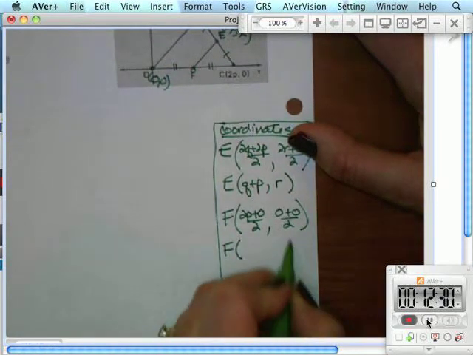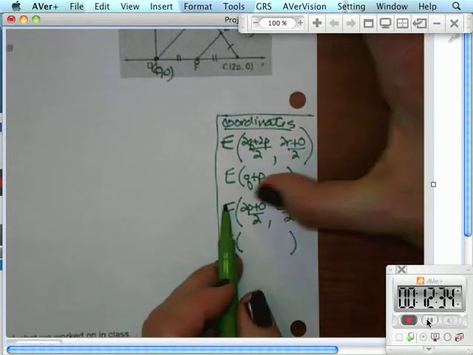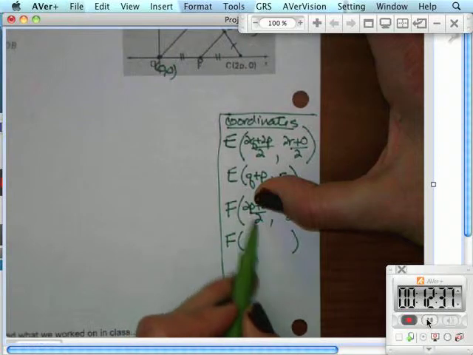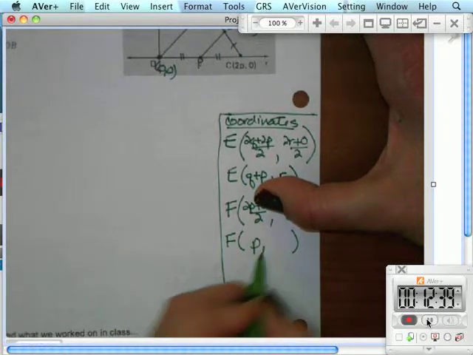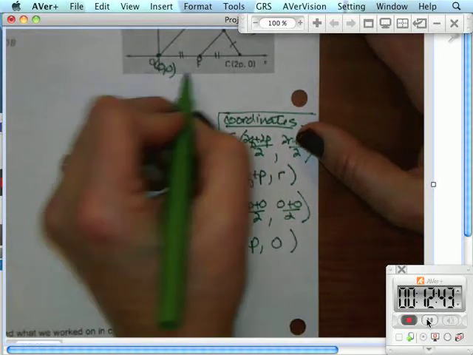And then I'm going to simplify. This is 2p, that's irrelevant. And what does that just equal? P. And then this is equal to what? 0. So this is P0.